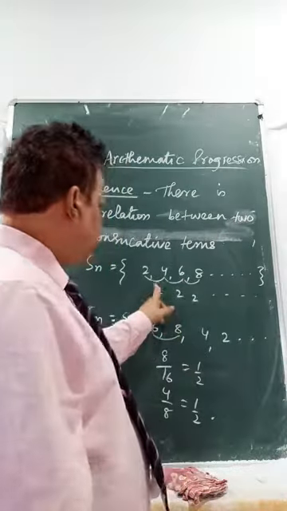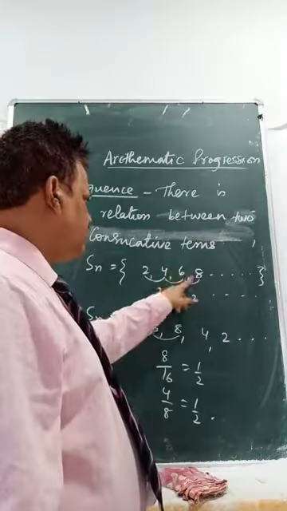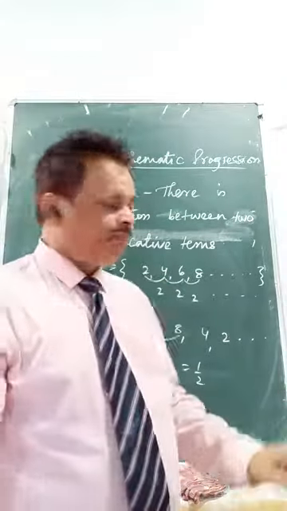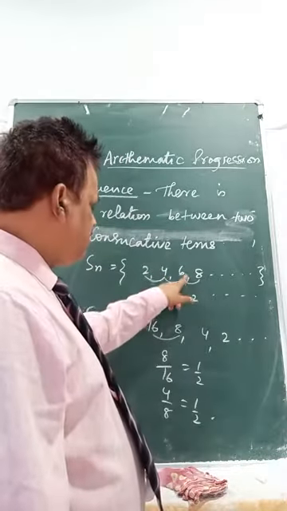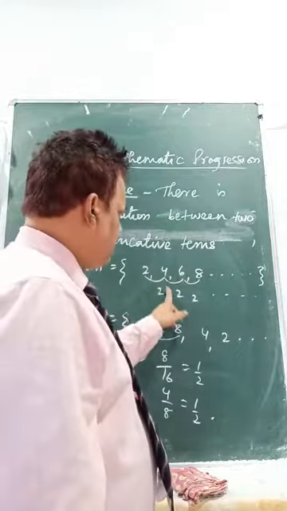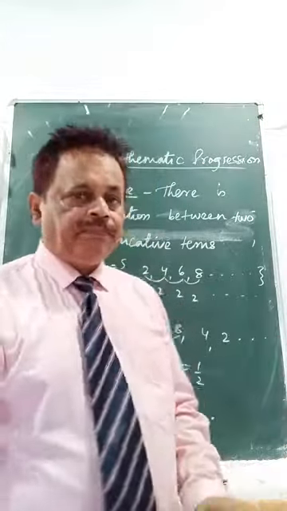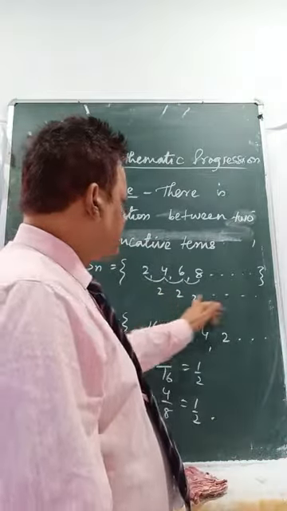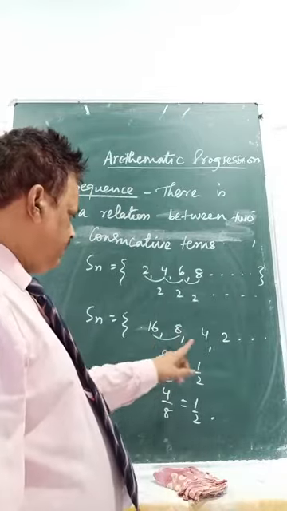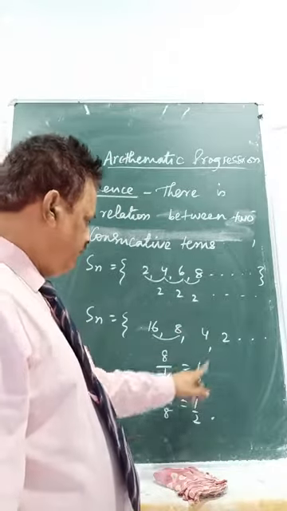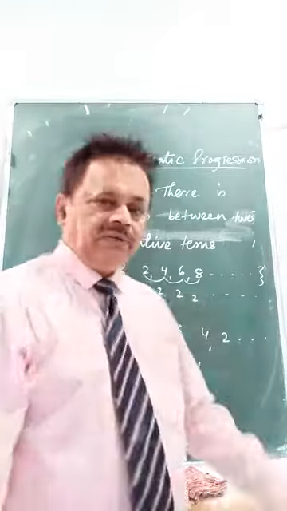So the relation is each term, the next term is 2 more than the previous term. If that difference you find same, means they are in a particular series. Similarly, if I come back here, 8 by 16, 4 by 8, 2 by 4, you are finding the ratio is same. This is also a sequence.